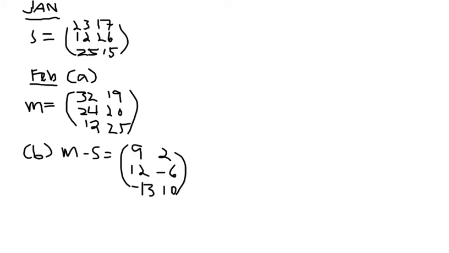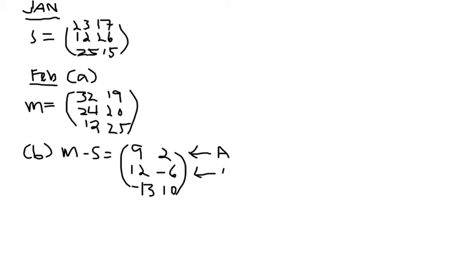What do the elements of M minus S represent? What we actually did was take the second table minus the first table, and we were subtracting corresponding values. The 32 minus 23, the 19 minus 17, and so on. So this 9 here represents the difference in Sammy's sales of model A between February and January.